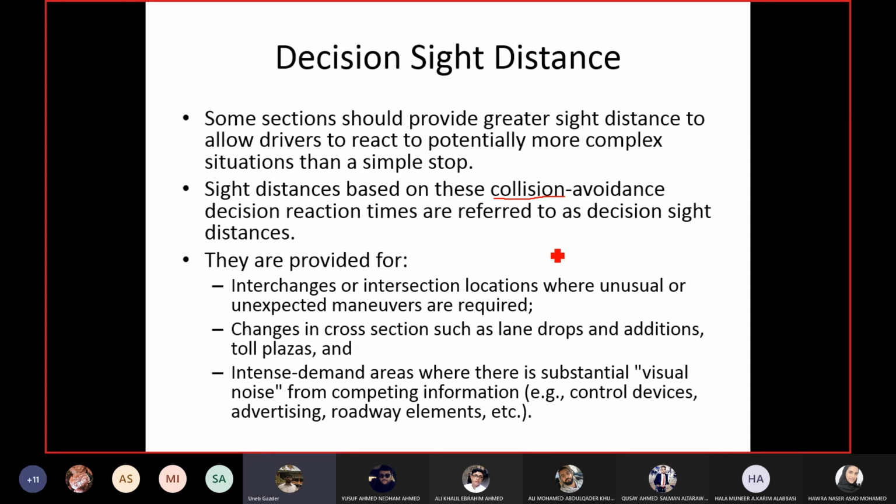So decision sight distances are provided where situations are more complex and require some action from the driver to avoid the accident. And always, since the situation is more complex, we have discussed earlier that the driver will require more reaction time. So this is the main difference between decision sight distance and normal stopping sight distance: the reaction time is higher for the driver. Why is the reaction time higher? Because he is encountering something unexpected, unusual, and he is doing something to avoid the collision.